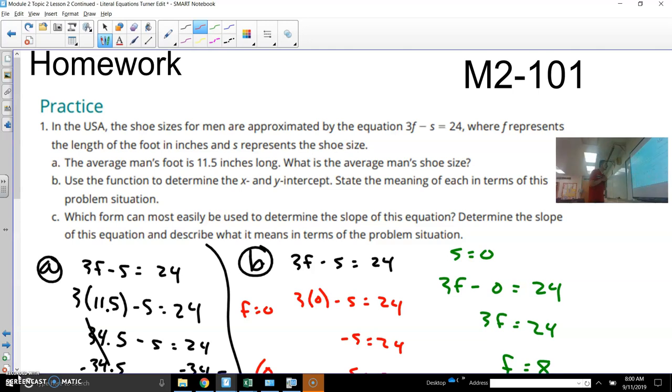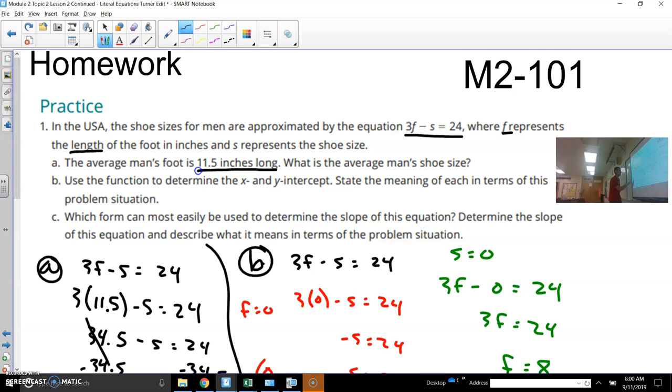The first question is talking about shoe sizes and an equation that basically uses the length of the foot to also calculate the shoe size in men's wear. So number 1 says the average man's foot is 11.5 inches long. This is an input into this equation here. We have to read closely about which one is which. So it says where F represents the length. So that is where I want to plug that in.